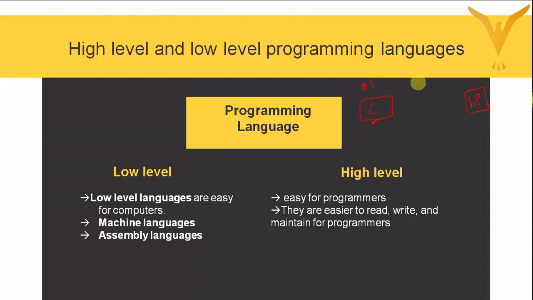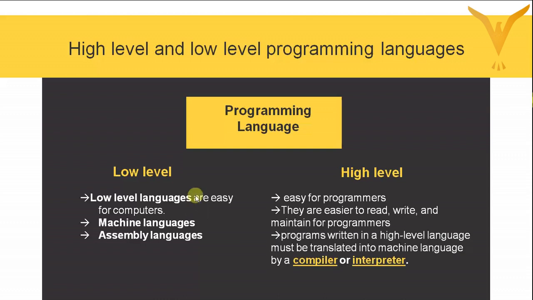So there must be someone who will convert the high level language into low level language, so that now I can communicate with the computer. So in order to translate your high level program into computer understandable language, you have two things. The very first is your compiler, and the second one is your interpreter. So using these two technologies you can convert your program into machine understandable language.